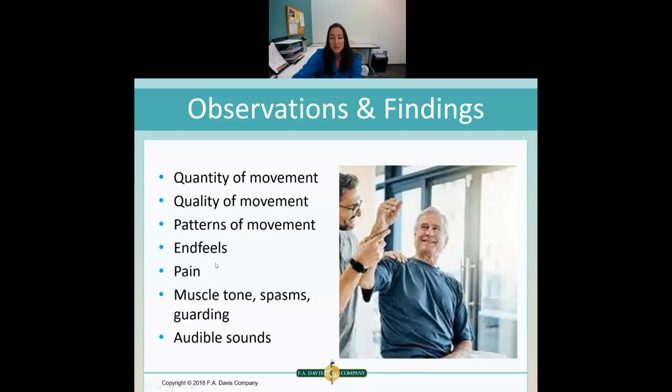Pain: assess how much pain they're in before, during, and after. Look for muscle tone, spasms, or guarding, and then listen for the sound. Sometimes you'll hear a popping or a clicking noise. Maybe the patient will report that they feel a catching sensation. Pay attention and record all of that.